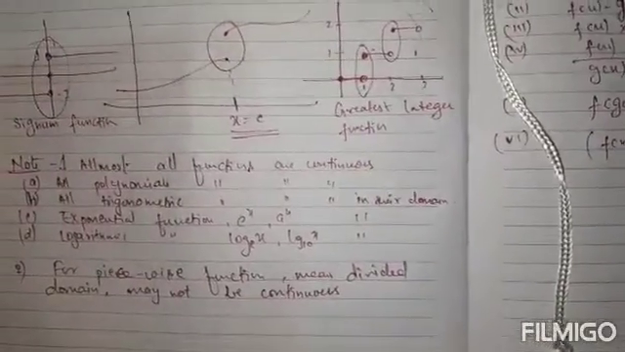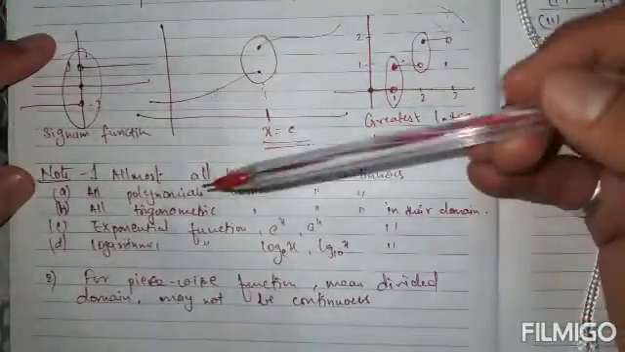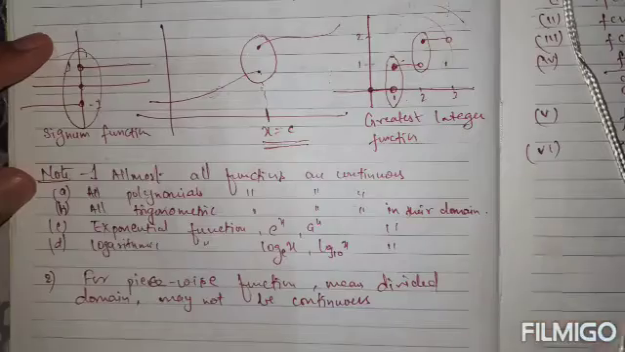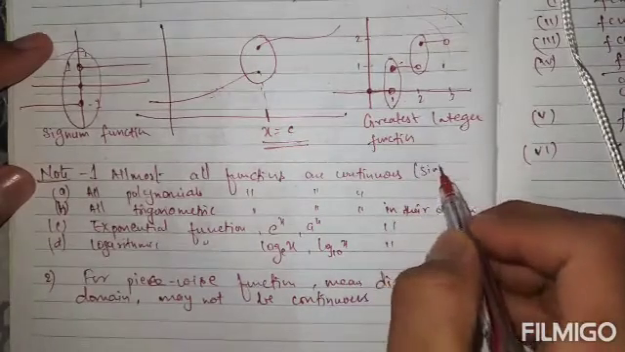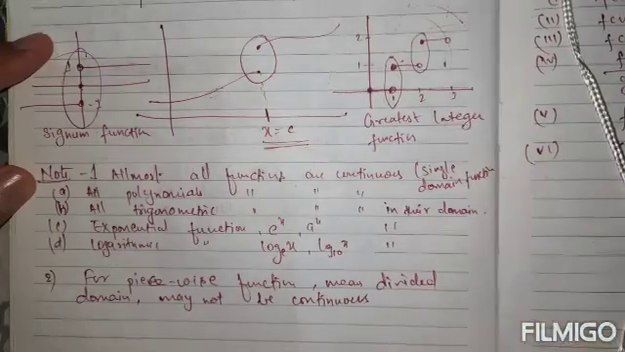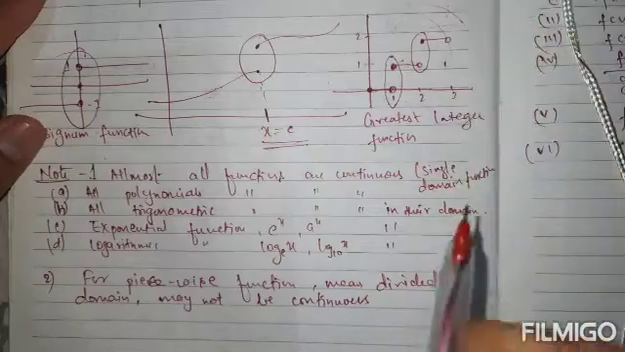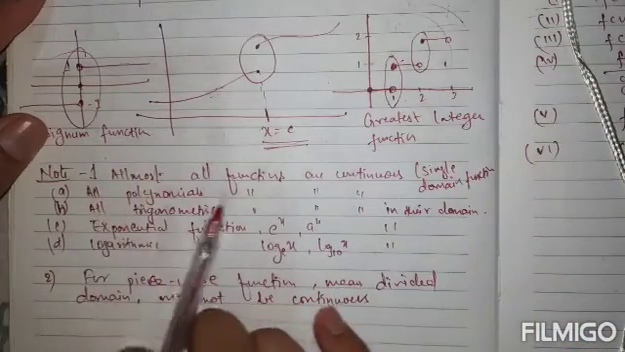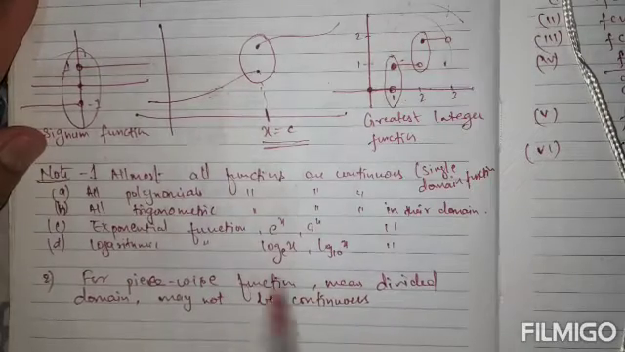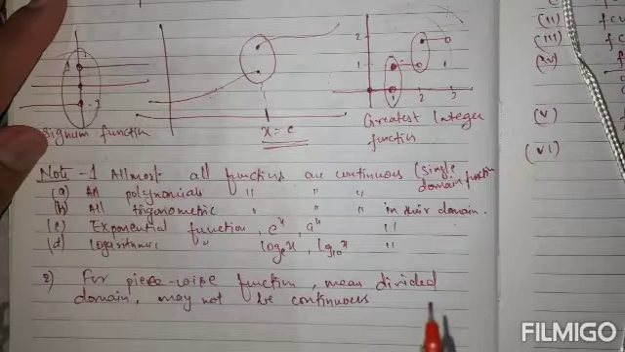Now about some continuous functions, you should remember these things. Almost all the functions are continuous. If I talk about all the functions, this is only for single domain functions. Single domain function means the function has a single nature of variation, which includes all the polynomial functions, means all polynomial functions are always continuous. Similarly, all trigonometric functions are always continuous in their domain. Just keep this in mind.